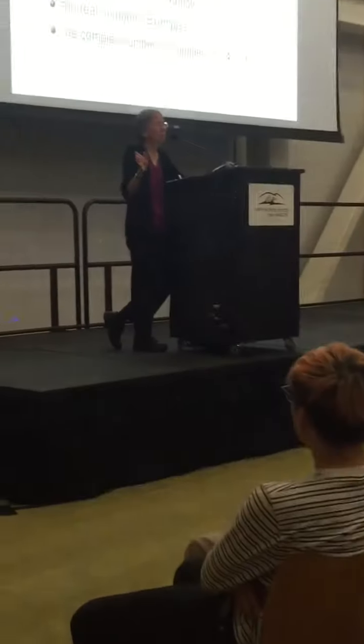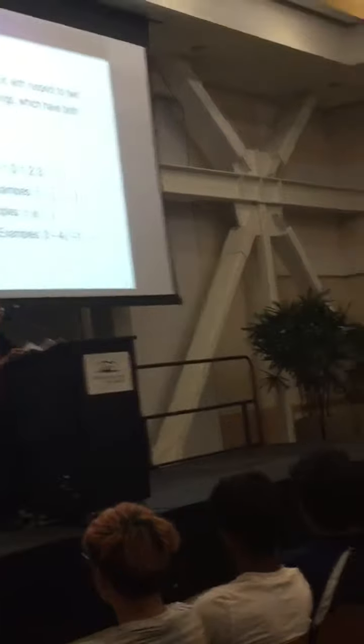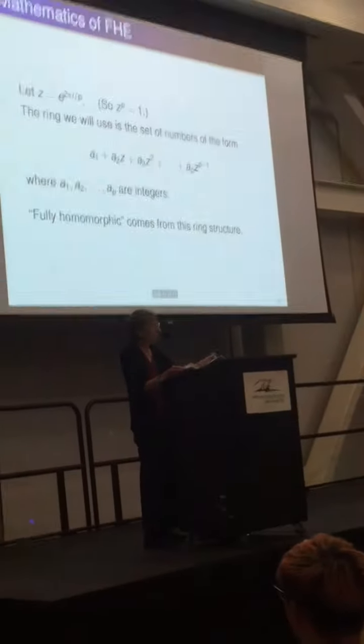Complex numbers. Multiply two together, you get a complex number. Add two complex numbers together, you get a complex number. So these are all just examples of rings that you're familiar with. Let me give you something that's a little bit different.